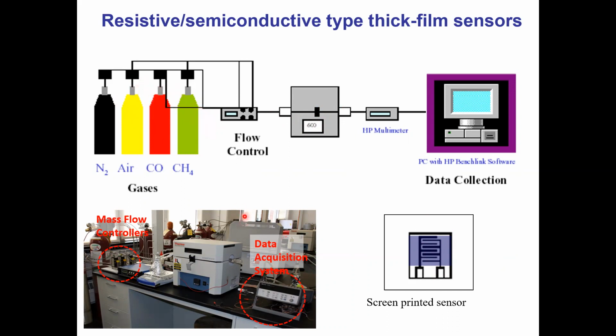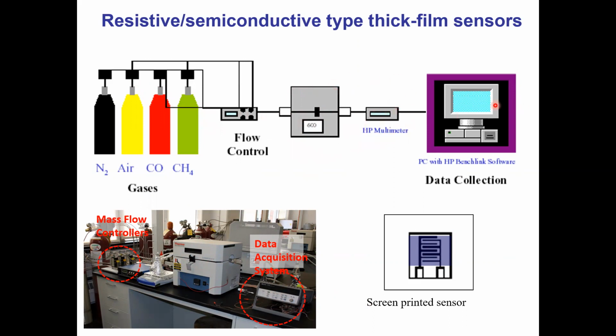And the actual measuring setup looks something like this. So this is your furnace in which you have a quartz tube, and your sensor is going to sit inside that quartz tube in the middle of the furnace, and you can flow gas, controlled by a mass flow controller, into the furnace and use a multimeter DAQ system to collect data that will allow you to calculate the change in resistance as a function of both temperature as well as gas concentration.